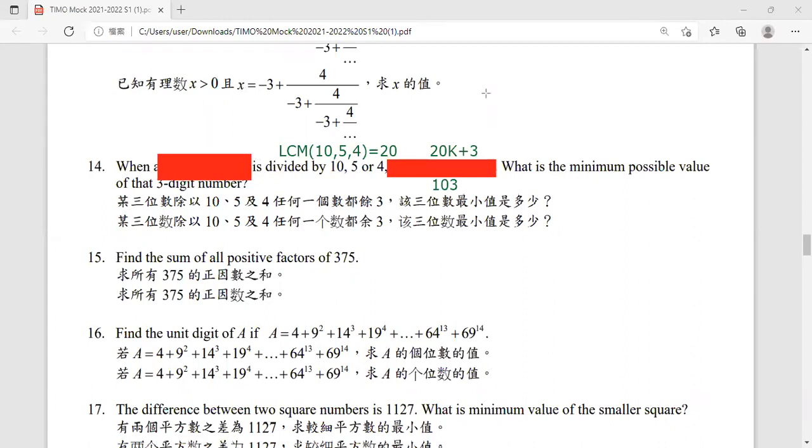But I have a remainder of 3. I remember 3, okay? So I have to add 3 to the multiple of 20. But the further condition is that it is a three-digit number, and I've identified the minimum. So I have to calculate the multiple of 20 up to a three-digit number and add 3 to the answer. So which is 103.